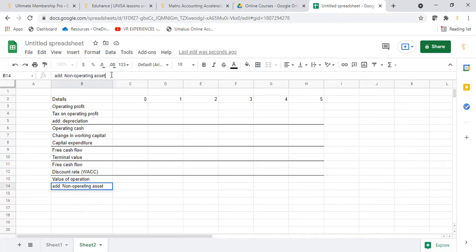So we add non-operating assets. So in this scenario, I can remember the Nigerian investment. I can remember the warehouse. I can remember this cash and cash equivalents. So we always include the cash and cash equivalents that is not part of your operations, okay? So you list the individual non-operating assets.